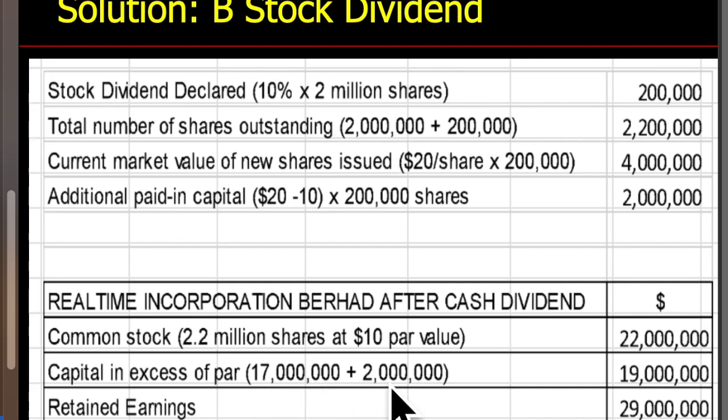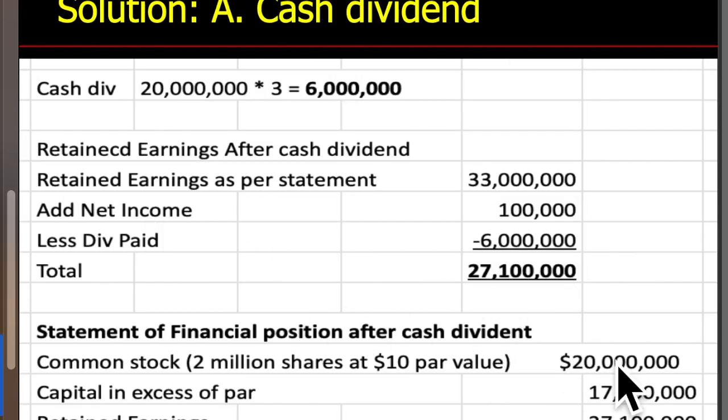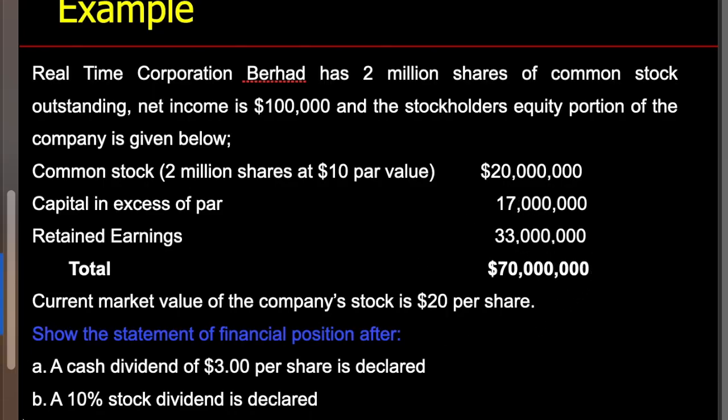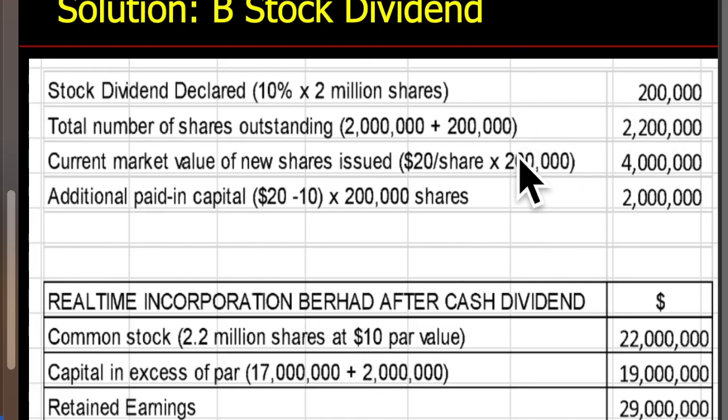17 million plus 2 million. Remember, the old one is 17 million. This is our old 17 million, and this is 17 million plus where the 2 million comes about. The 2 million is the additional paid in capital. So once you add it, it will give you 19 million.